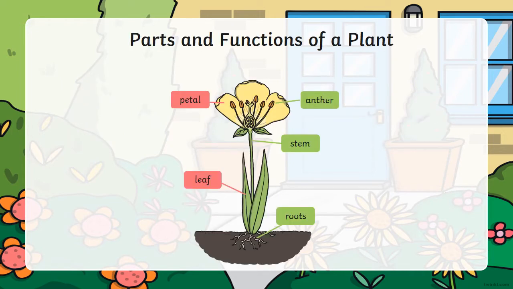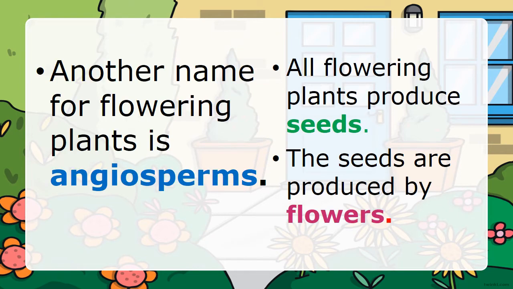Let's review the parts of a plant. We know that a plant has petals, leaf, anther, stem, and roots. Now, let's look at the word angiosperm. Another name for a flowering plant is angiosperm. All flowering plants produce seeds. The seeds are produced by flowers.